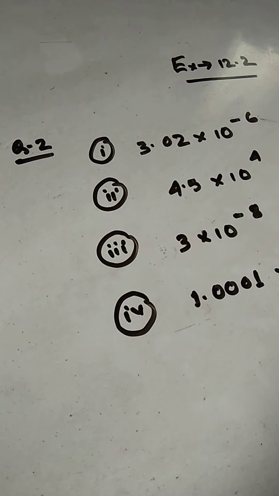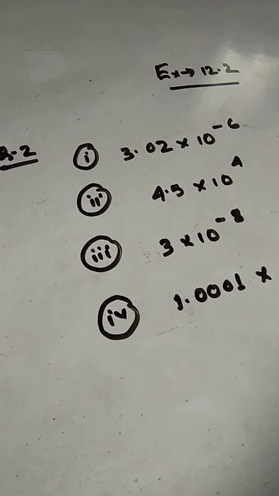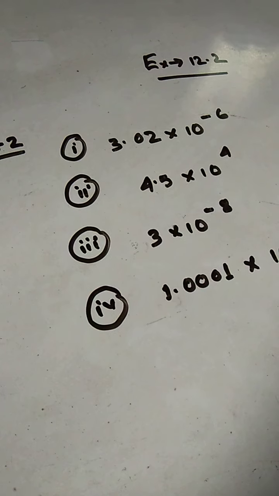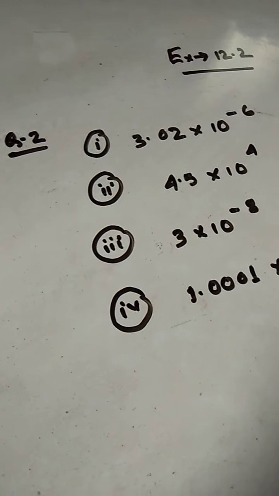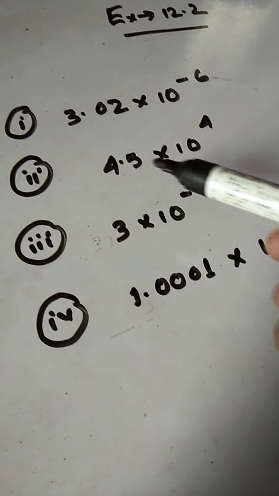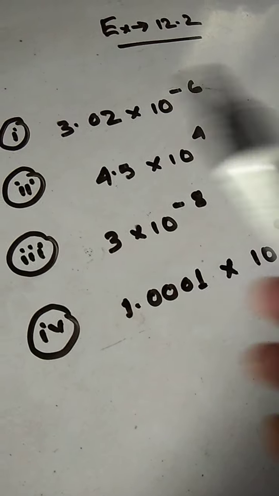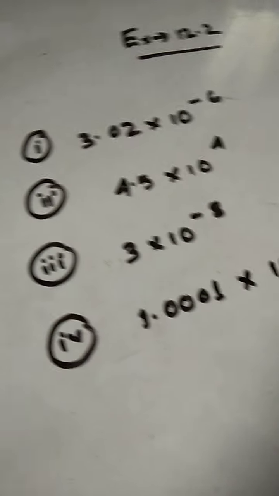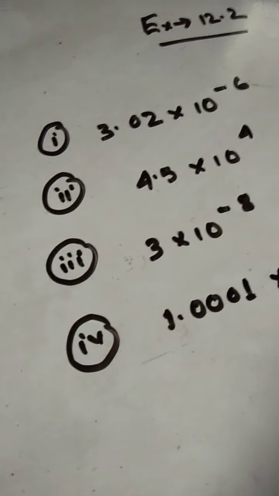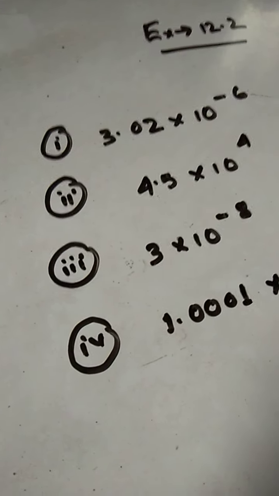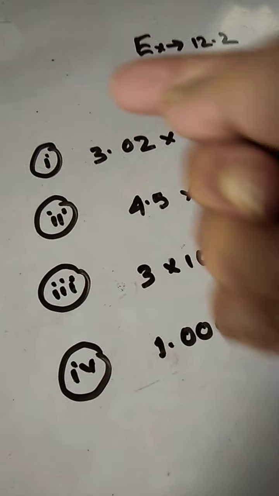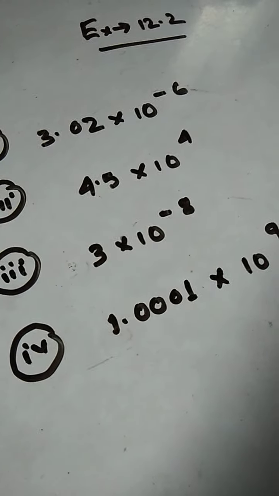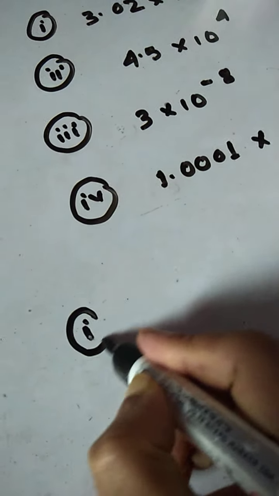Hello students, now in this session I will explain question number 2 of exercise 12.2. In question number 2, the standard scientific form is given and you have to convert it into the usual form. In question number 1, the usual form was given and we converted it into scientific notation. Now the scientific notation is given, you have to convert it into usual form. Very easy.